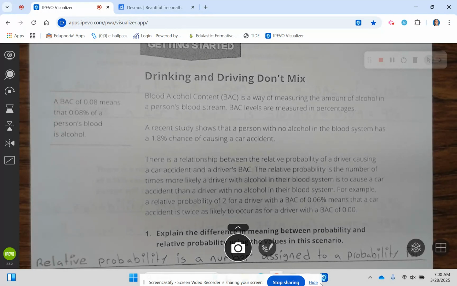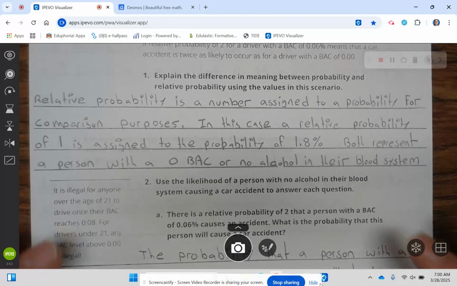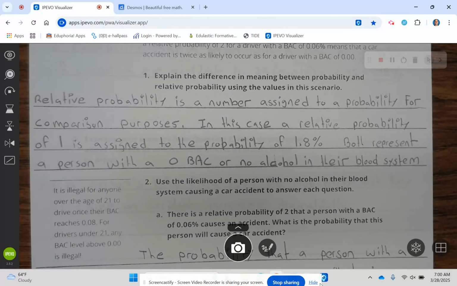For example, a relative probability of 2 for a driver with a BAC of 0.06% means that a car accident is twice as likely to occur as for the driver with a BAC of 0. 1. Explain the difference in meaning between probability and relative probability using the values in this scenario. Relative probability is the number assigned to a probability for a comparison purpose. In this case, a relative probability of 1 is assigned to the probability of 1.8%. Both represent a person with a 0 BAC or no alcohol in their blood system.